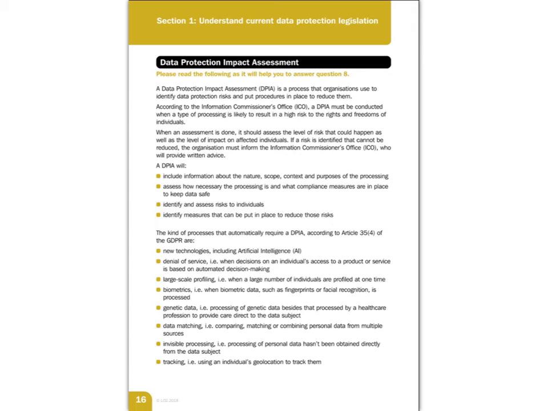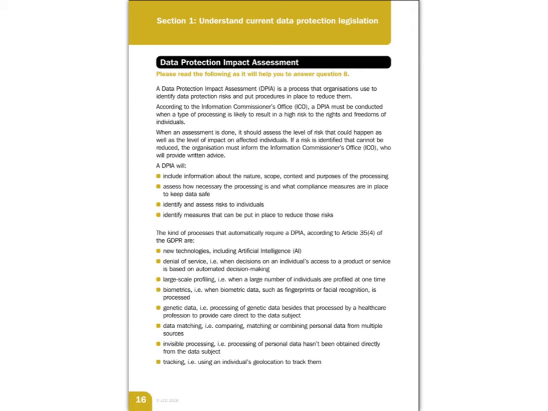Denial of service, i.e. when decisions on an individual's access to a product or service is based on automated decision making. This happens a lot in things like electricity, gas and water companies. If they're going to cut you off automatically if you haven't paid bills, etc., you must actually say what the risks are involved, that if there's a mistake in the system, a glitch in the way that the information is processed about bills, this could actually lead to people being cut off with things that they should have access to automatically, which again could have caused an individual quite a lot of harm.